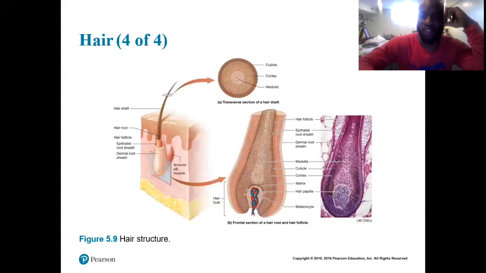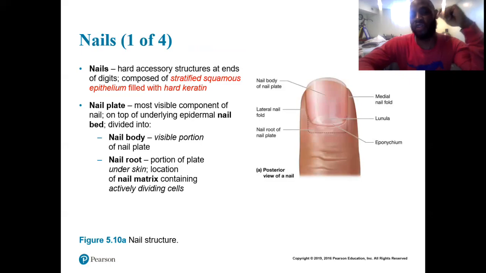Okay. Just some interesting things to note about hair. Like I said, not very important. Hair doesn't really have much purpose as far as anatomy and physiology is concerned at this point.